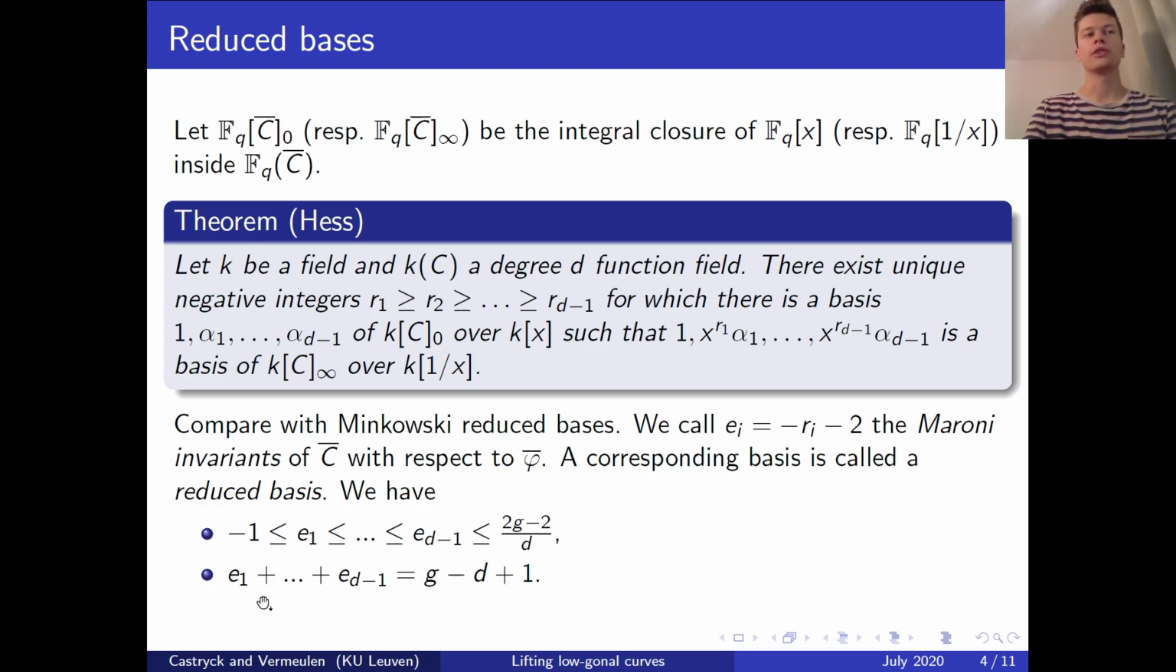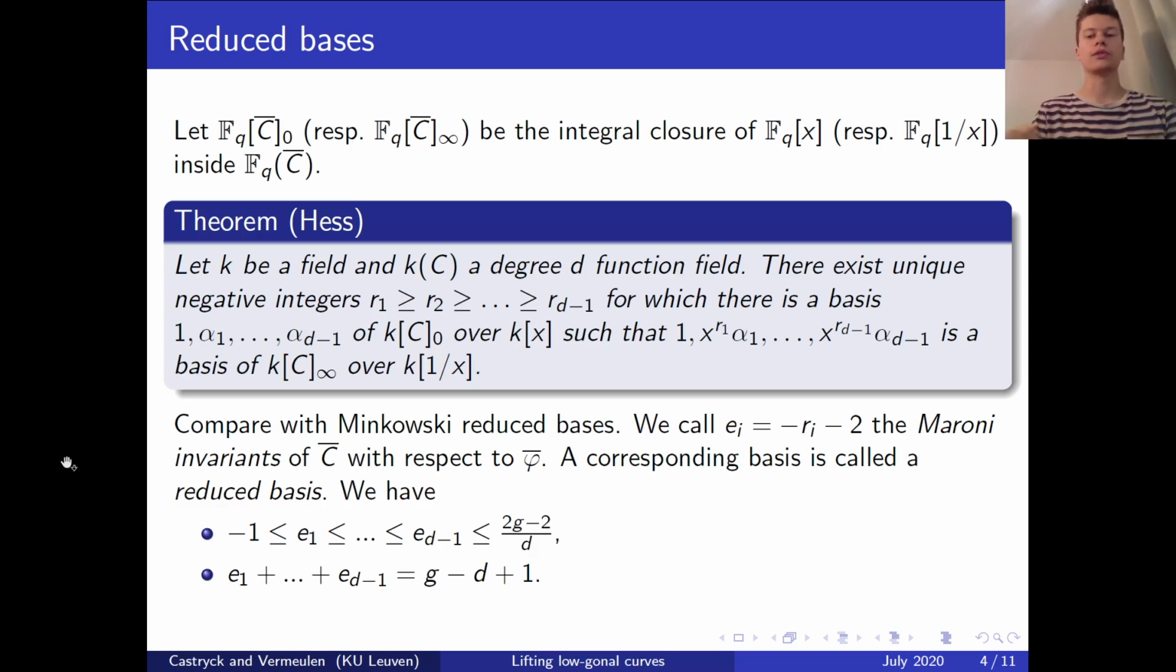So, if you think of the Ei as the successive minima, then the first result states that the lattice is not too skew, so that the largest successive minima is at most the absolute discriminant to the power 1 over d.